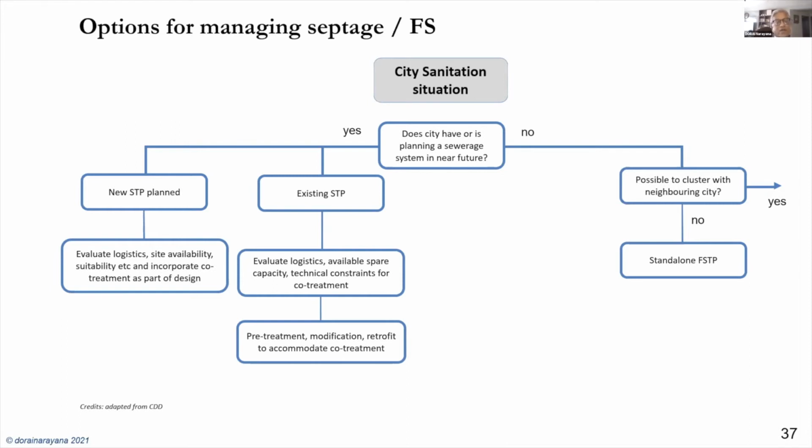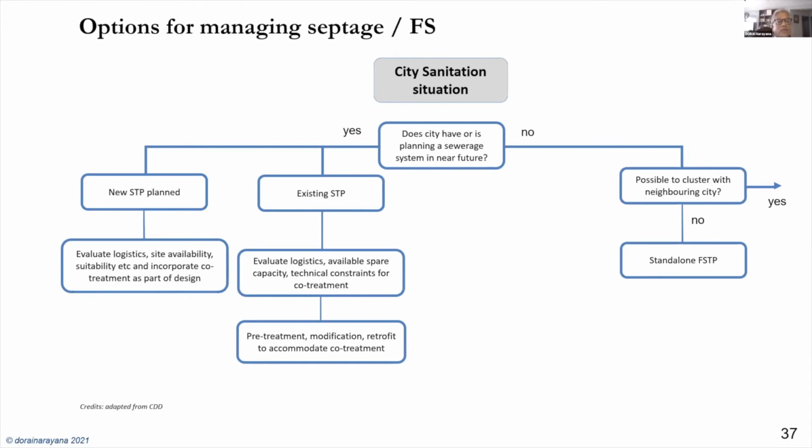Is the STP close enough so that the tankers can move to that place easily, and is there available spare capacity? If the STP is already almost fully loaded, or you expect it to be fully loaded in the next 1 or 2 years, or if the performance of the sewage treatment plant is not up to the mark, it's risky, right? Then you may have second thoughts about doing co-treatment here. And what other technical constraints are there for co-treatment? This is the evaluation you may need to do.